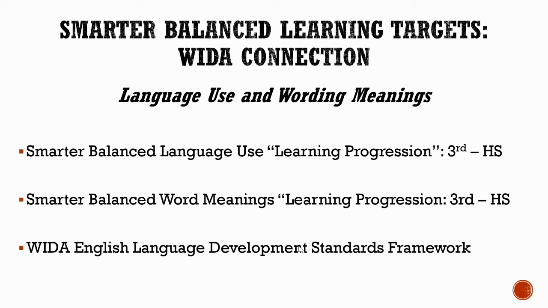As we consider multi-tiered systems of support throughout the standards-based unit planning process, it is critical to consider students who might be English learners, as well as students who lack important background knowledge in language development for whatever reason. This leads us to consider the connection of Smarter Balanced ELA targets to the WIDA English Language Development Standards Framework. Both the learning progressions for Smarter Balanced word meanings targets 3 through high school and the language use targets are implicated in this step of the process.